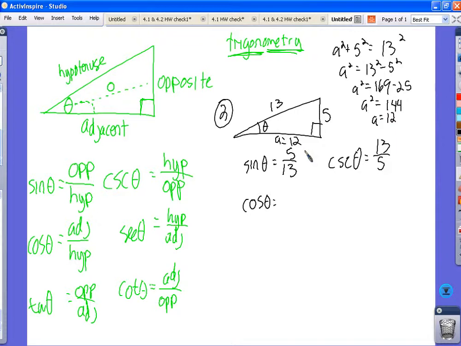So now we know the adjacent side. The adjacent over the hypotenuse, cosine, is 12 over 13. Secant is 13 over 12. Tangent. What's the tangent? Opposite over adjacent, 5 over 12. Cotangent is 12 over 5.